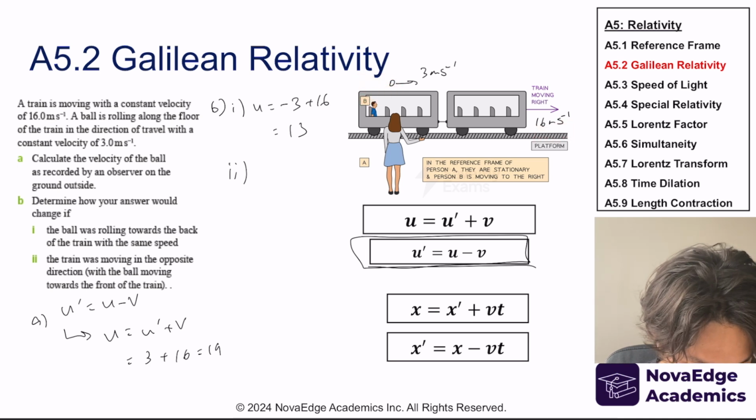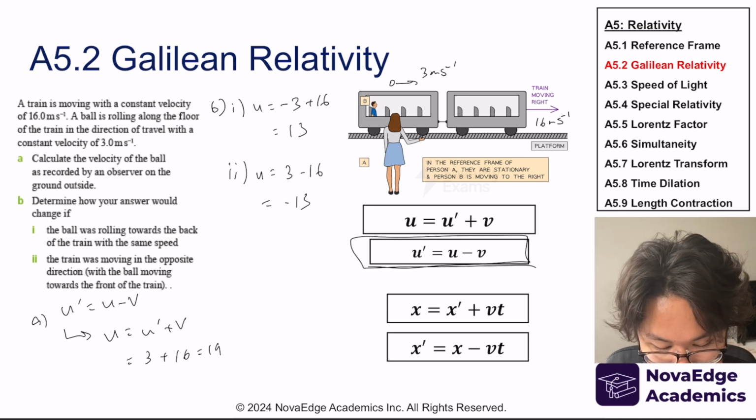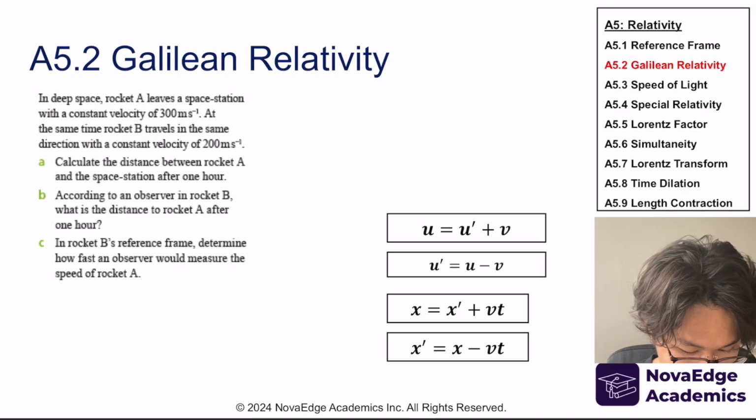And then last but not least, the train was moving the opposite direction. So the train is going this way, 16 this way, with the ball moving this way. So it's going to be u is equal to 3 minus 16. Of course, the unit is meters per second. Okay, so I hope that's clear. Let's do another one. Pause the video and give this one a try.